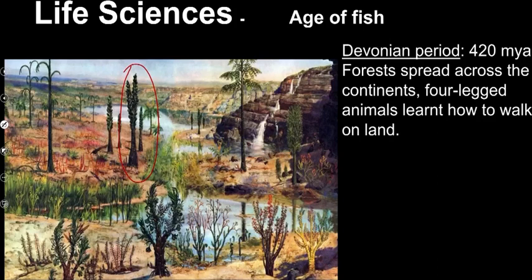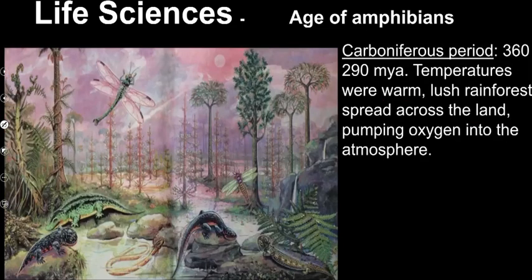Then, important, 4-legged animals started being able to walk on land, and they were the ancestors of the land animals that we have today.